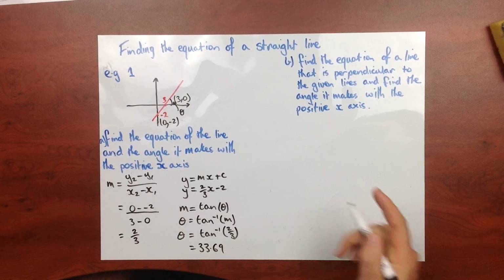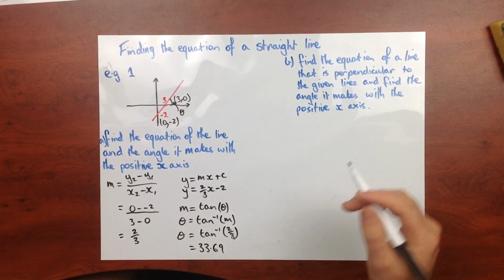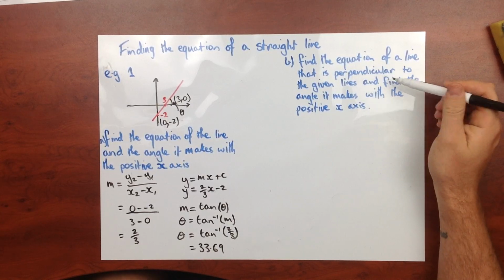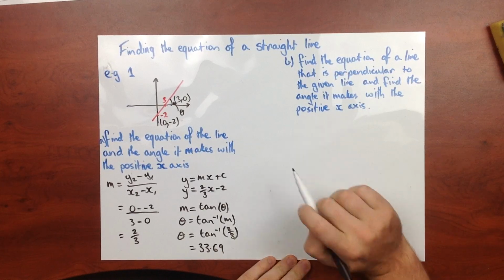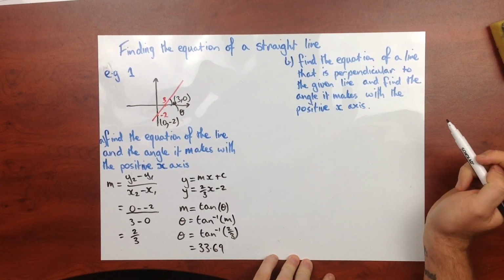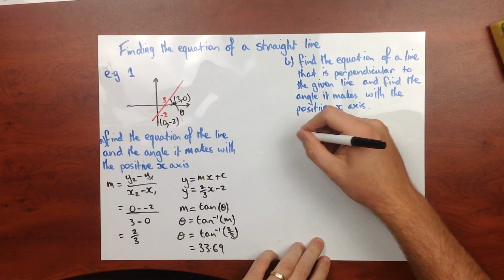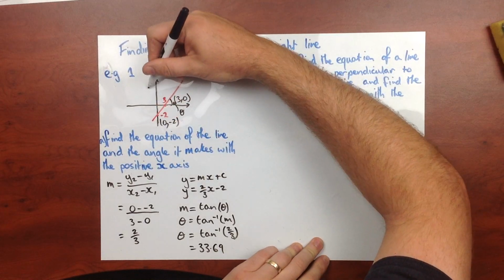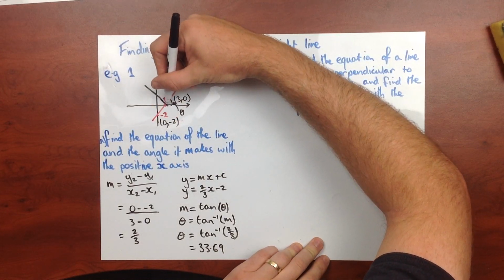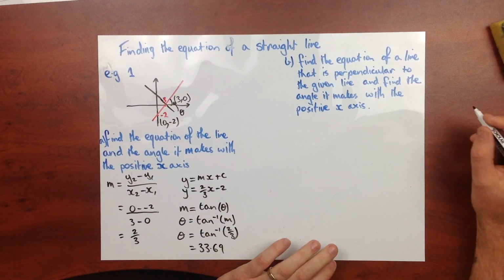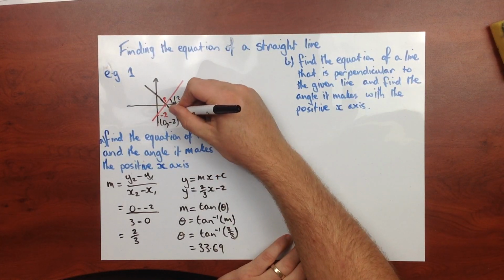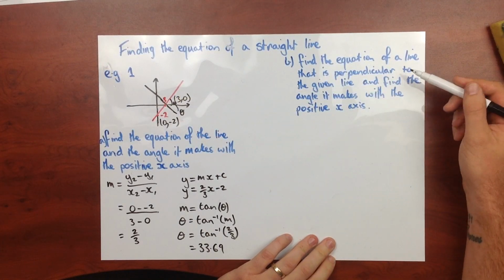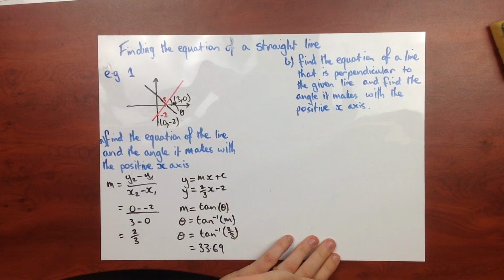Now we've got a second part of our question too, which is to find the equation of a line that's perpendicular to the given line, and find the angle it makes with the positive x-axis. So if we're looking over here, the line we're looking for now comes through here. Sorry, I didn't actually specify that properly. It was supposed to share the x-intercept.